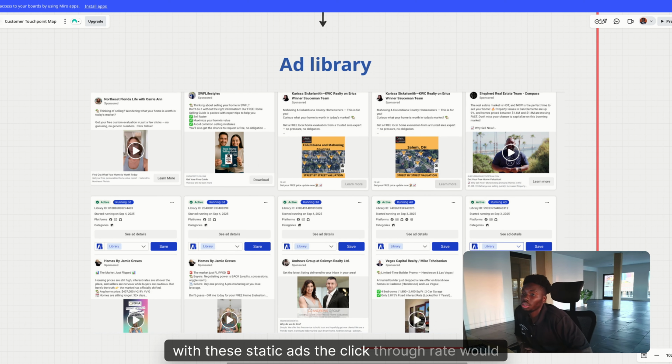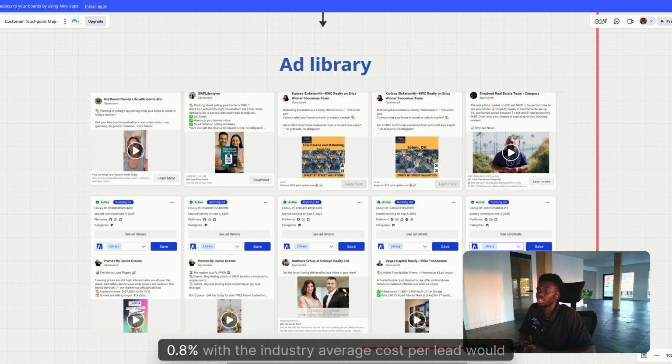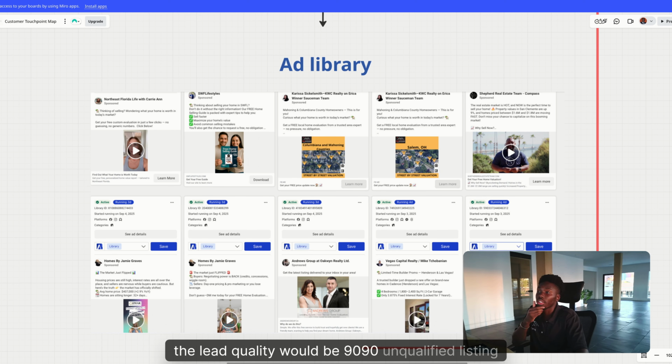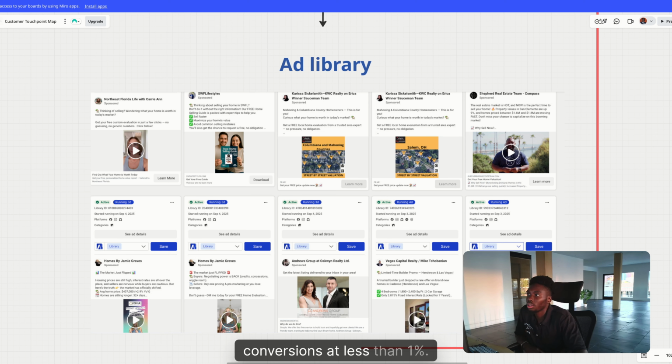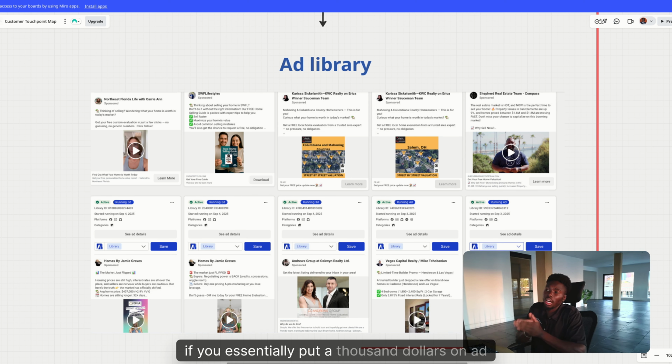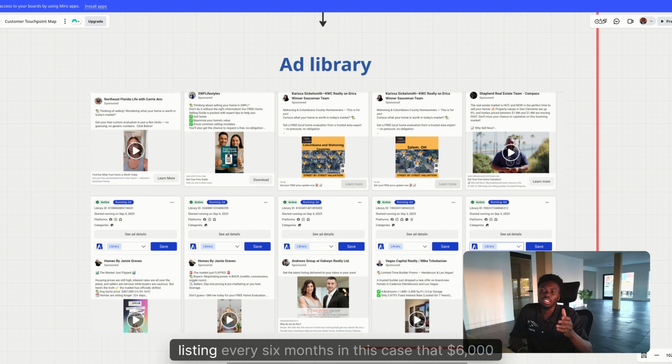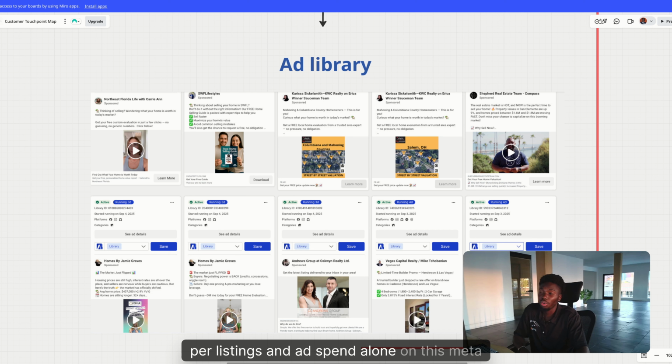With these static ads, the click-through rate would be somewhere around 0.8%, in line with the industry average. Cost per lead would be around maybe $45 to $80 per lead. The lead quality would be 90% unqualified. Listing conversions at less than 1%. Showing you the math, if you put $1,000 of ad spend on Meta, you divide that by $60 cost per lead, that's 16 leads, and 16 times 1% conversion is 0.16 listings per month. So you're spending $1,000 to get one listing every 6 months. That's $6,000 per listing in ad spend alone on this Meta platform.